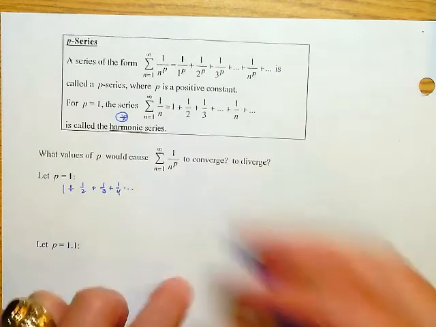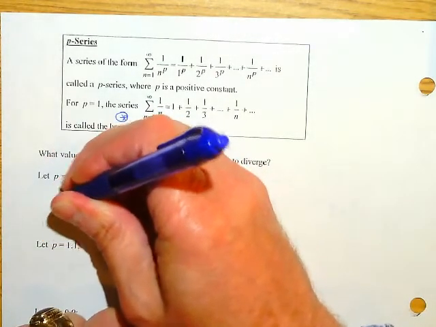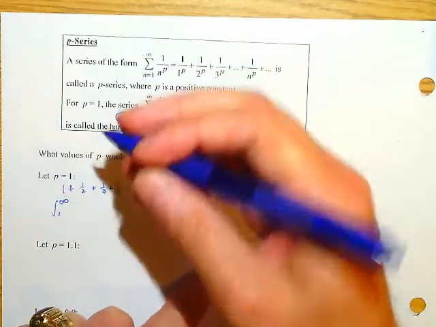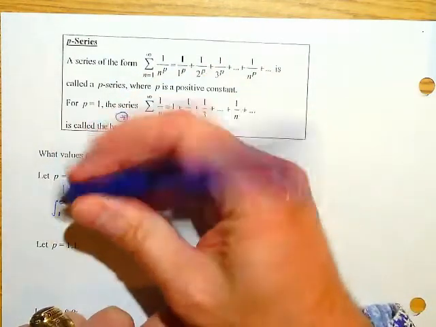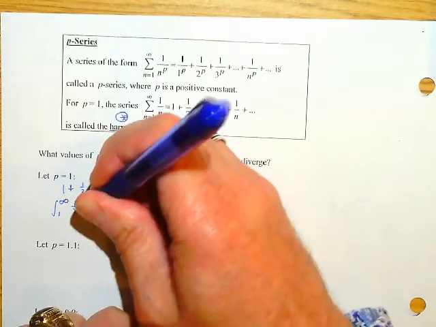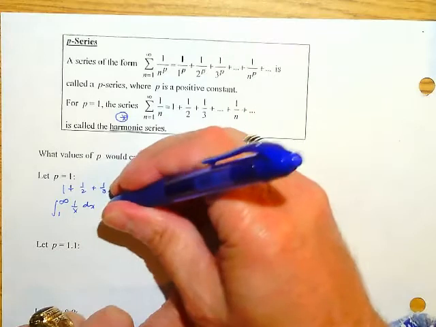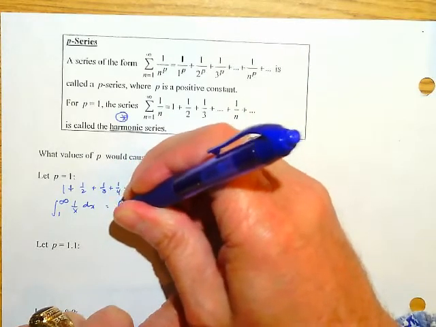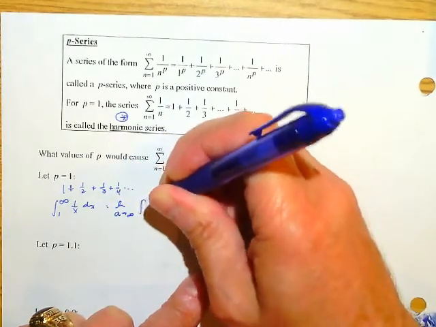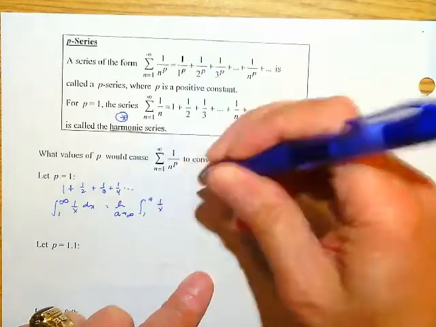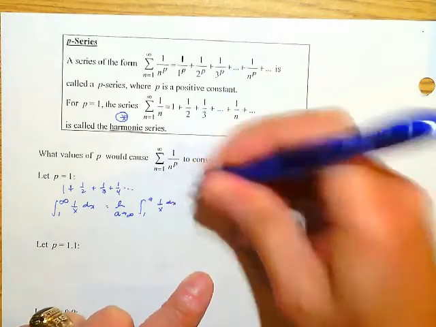We can use the integral test. So the integral from 1 to infinity of, not 1 over p, but now 1 over n to the 1, would be 1 over x dx. Well, what's that integral? Do you recognize that one? I'm going to write that as the limit as a approaches infinity of the integral from 1 to a of 1 over x dx. Isn't that the log?